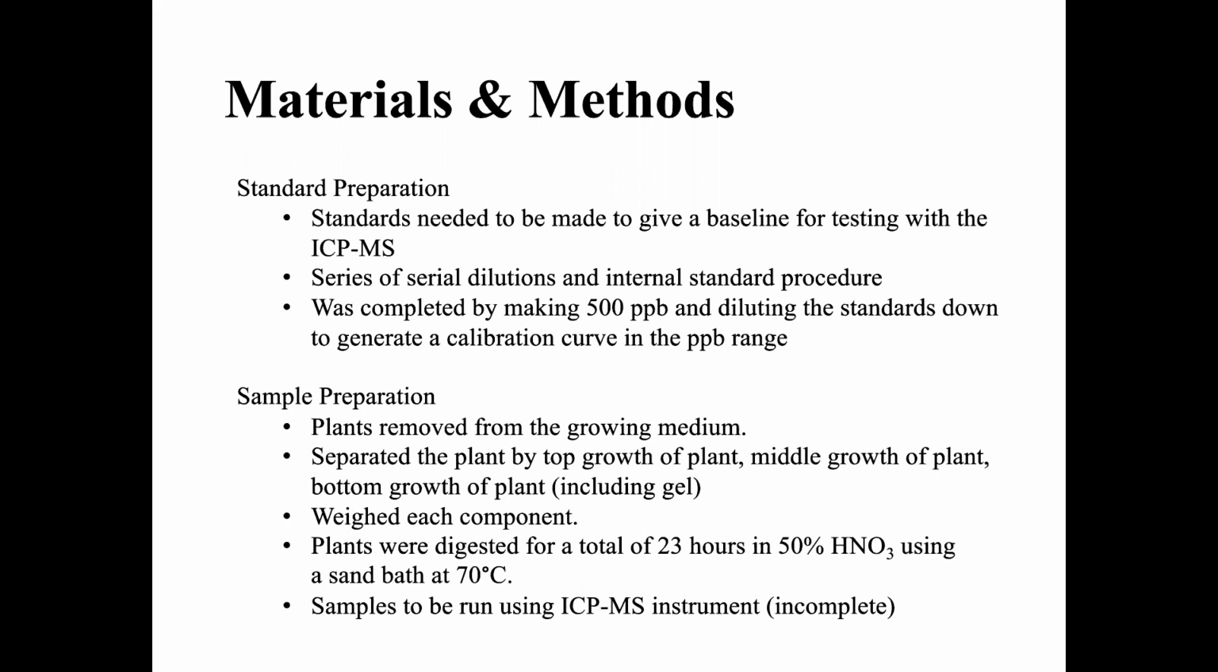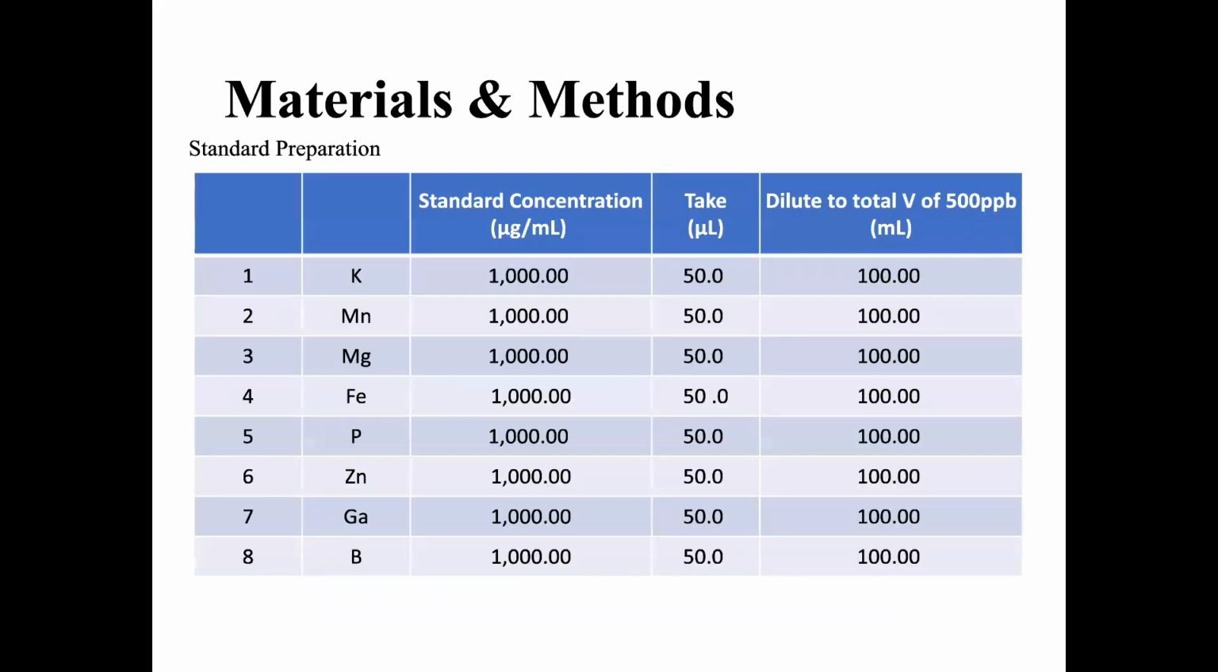As for the sample preparation, we removed the growing medium. And then we separated the plant into the top, middle, and bottom of the plant, the bottom including the gel. And then we weighed each component and let it digest for 23 hours in 50% nitric acid. That was done in a sand bath at 70 degrees Celsius. And then these samples will be run through the ICP-MS spectrometer. We actually still need to do that, and we'll get the results next week.